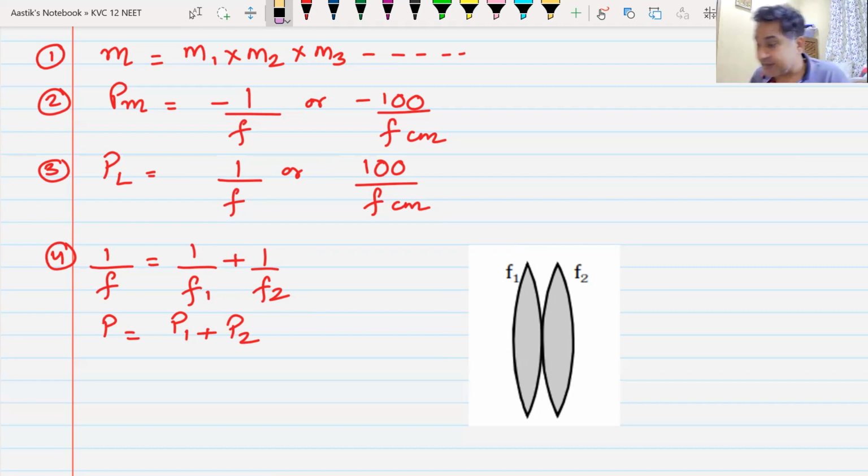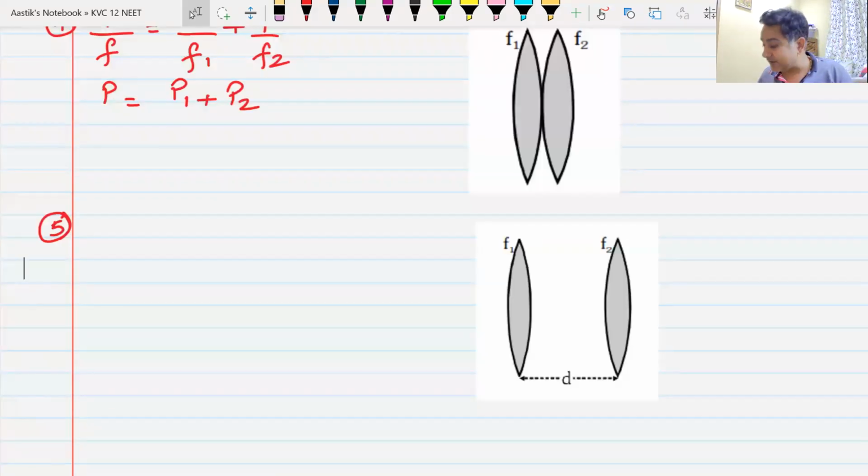Now, the next case is when we have a combination of two lenses, but those two lenses are not in contact. If those two lenses are not in contact, and if they are like this, they are placed at a distance d from each other.